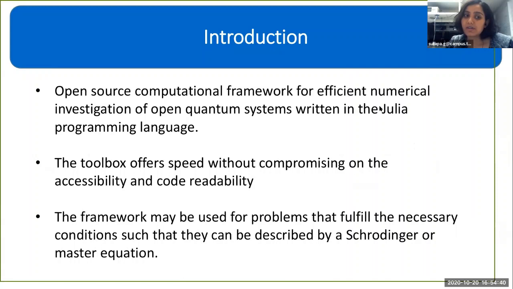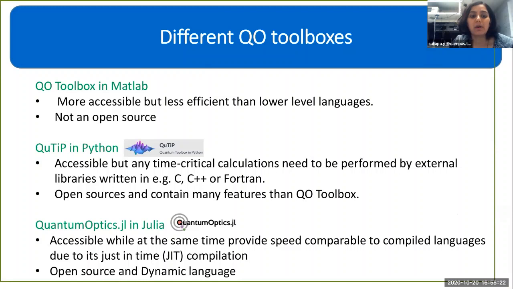So let's start with an introduction. The quantum optics toolbox is an open source toolbox which, as I mentioned before, is used to perform efficient numerical calculations for open quantum systems. This toolbox offers speed and very good code readability, which means that all the syntax and operators defined in it use a language already well known in the quantum optics community. With this framework, we can calculate the time evolution of a system by directly solving the Schrodinger equation or master equation.